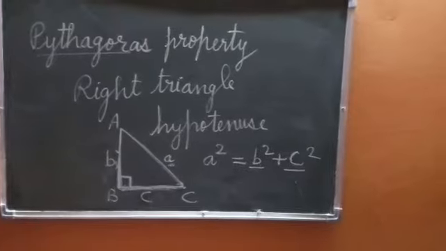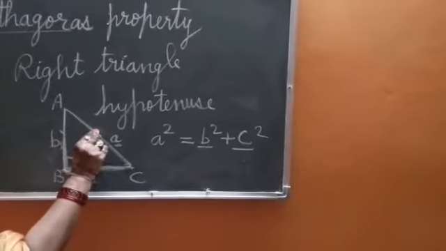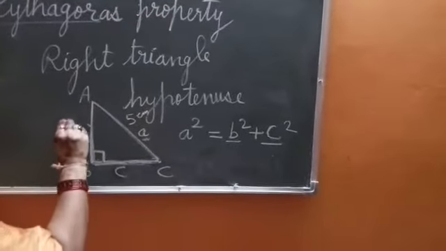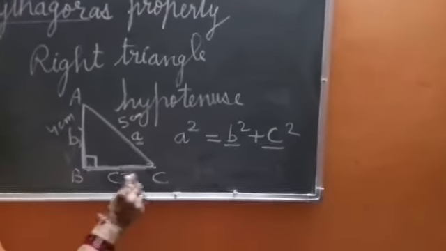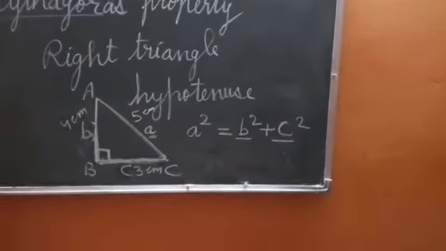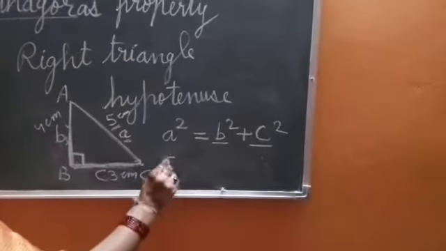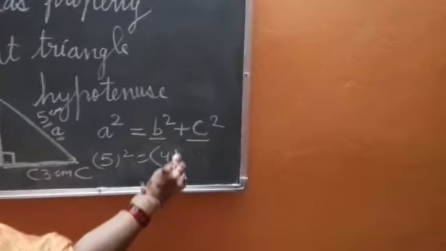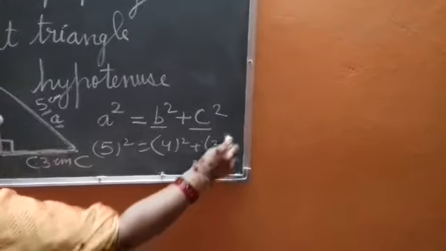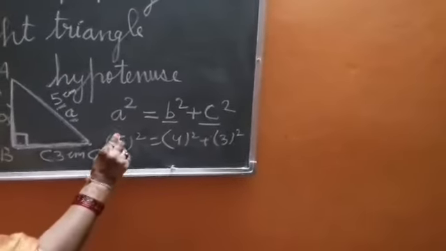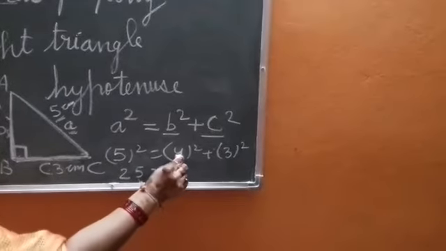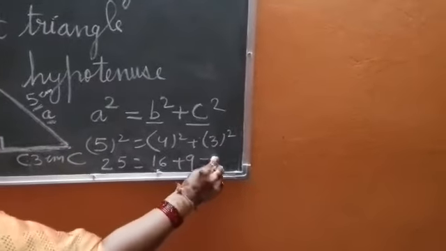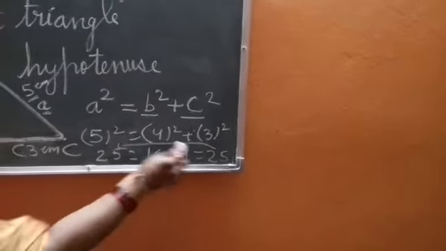Let us see with the help of an example. Suppose we have this as 5 centimeter, this as 4 centimeter, this as 3 centimeter. So what is the property? That the square of this, that means 5 square, will be equal to the sum of 4 square plus 3 square. 5 square means 5 multiplied by 5, 5 5s are 25. 4 square means 4 4s are 16. 3 square means 3 3s are 9. So 16 plus 9 is equal to 25. So see children, this 25 is equal to 25.